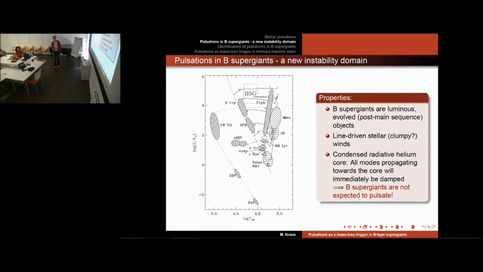And in addition, as soon as a massive star evolves off the main sequence and expands, it has a very condensed radiative helium core. So all the pulsation modes that are traveling from the surface towards the core are immediately damped. They cannot return back to the surface. So there is no way to install stable pulsation modes. So these stars are not expected to pulsate at all. Were not expected. Let me correct that.